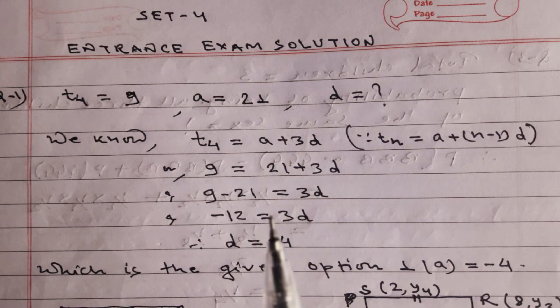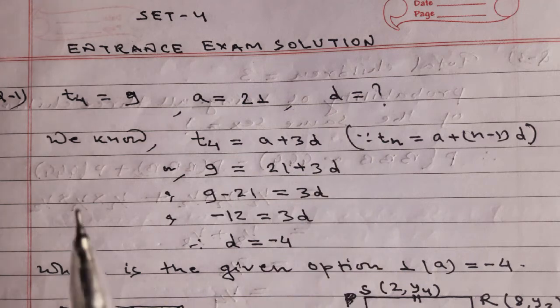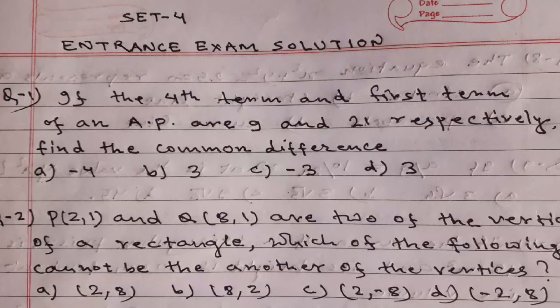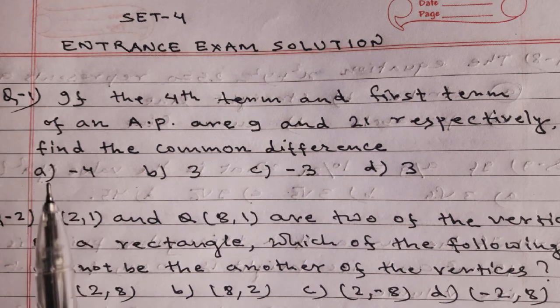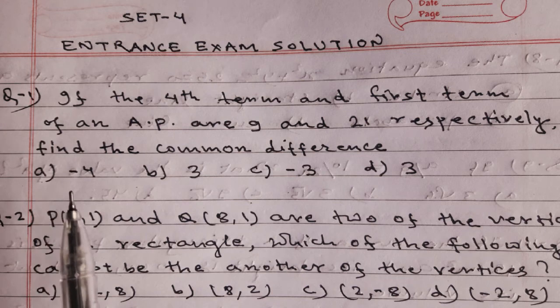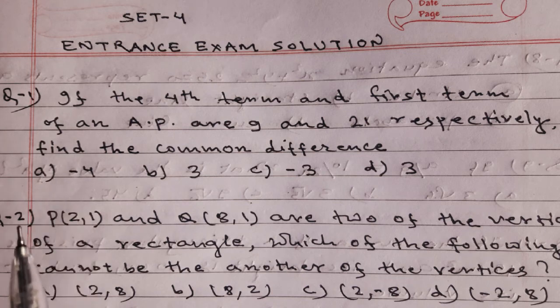When we divide minus 12 by 3, we get the value of d, which is the common difference. And according to our question, the common difference is equal to minus 4, which is the given option 1a, minus 4. So we have to choose the right option. So we have to circle 1a, minus 4. Let's go to question number 2.